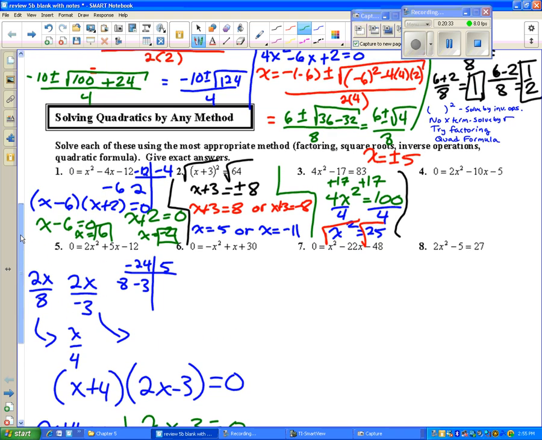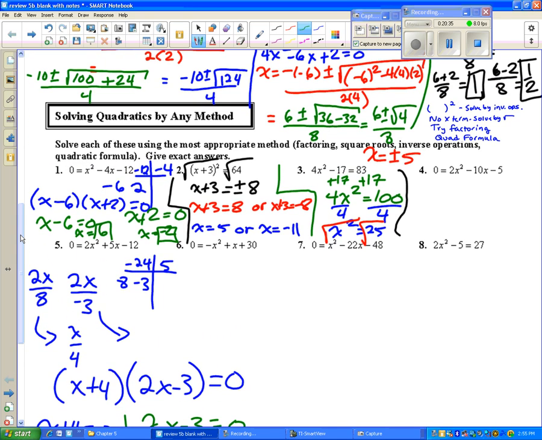That's number 5. Number 6. I might be able to do this using factoring, but the first thing I would have to do is divide everything by a negative 1. So I get 0 is equal to, as long as I divide the left side and the right side by the same thing, I don't change anything.